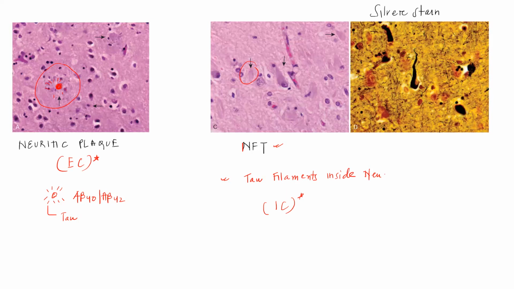In the H&E stain, these are eosinophilic. These are better seen in silver stain like Bielschowsky stain, and they look like flame-shaped black structures. These are flame-shaped black structures in silver stain.